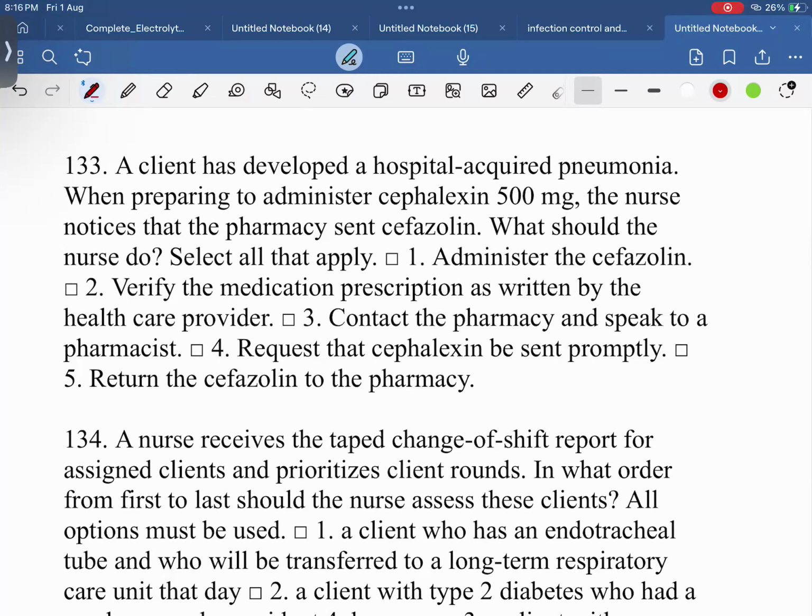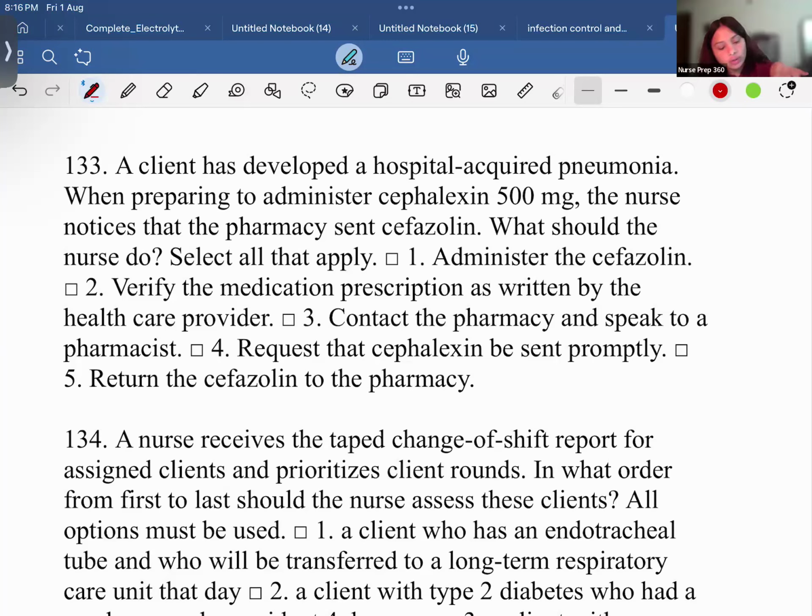This is a SATA question. Administer the ceftriaxone. Second, verify the medication prescriptions as written by the healthcare provider and contact the pharmacy and speak to the pharmacist. Request the ceftriaxone be sent promptly. Promptly means very quickly. Return the ceftriaxone to the pharmacy.